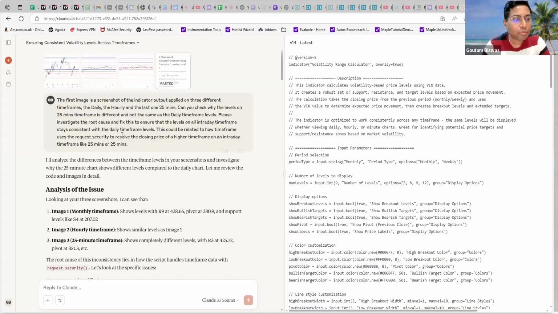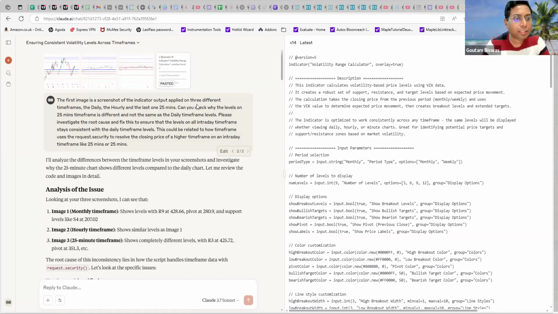So what I did was I simply took three screenshots, right? One showing the daily time frame values, one showing the hourly, and the next one showing the 25-minute or the 15-minute time frame. I also copied and pasted the code, right, that was generating this output. And then I simply wrote this, right? And this is what I wrote.